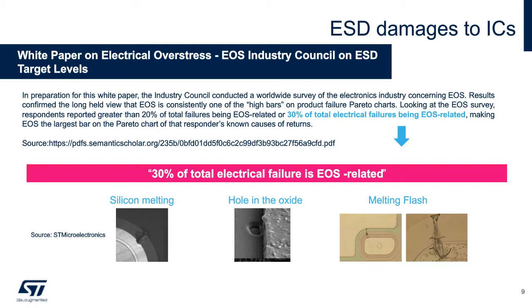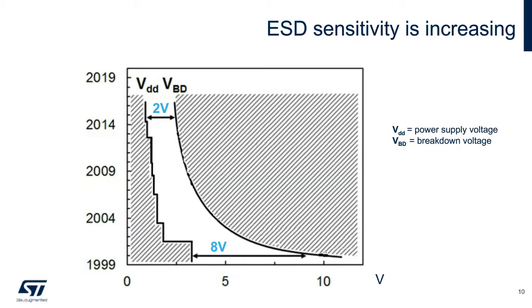Here is a graph showing power supply voltage, VDD, and breakdown voltage, VBD, of various semiconductor technologies used for integrated circuits. The breakdown voltage, VBD, and the power supply line, VDD, are decreasing year after year. The ESD design window, that is the difference between VBD and VDD, is also decreasing drastically from an 8-volt margin in 1999 to only a 2-volt margin in nowadays technologies. This illustrates that ESD sensitivity is increasing in integrated circuits and that it is necessary to protect these sensitive ICs with a specific external ESD protection.